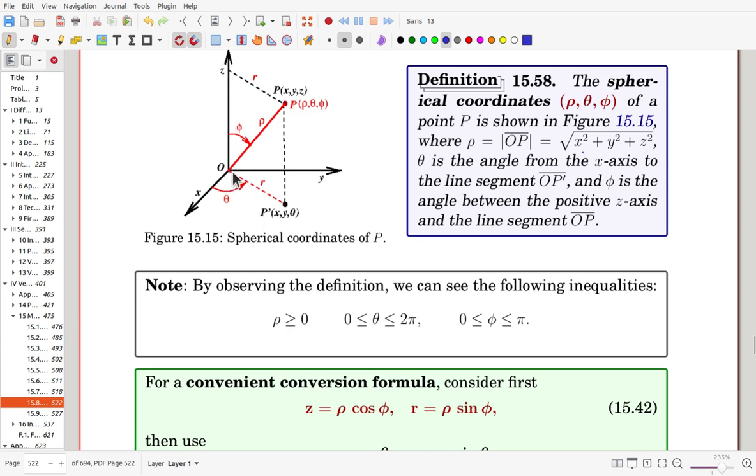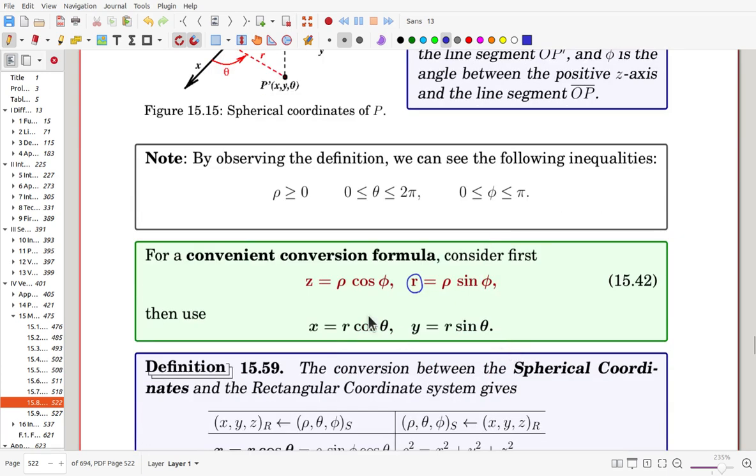And also, these ones are as in the polar coordinates. Again, this is r. So here r is rho sine phi. So r is a kind of intermediate variable. From the figure, we can easily see that one. But from polar coordinates, we know that x is r cosine theta, y is r sine theta. So we'll use these two equations to get a convenient conversion formula.